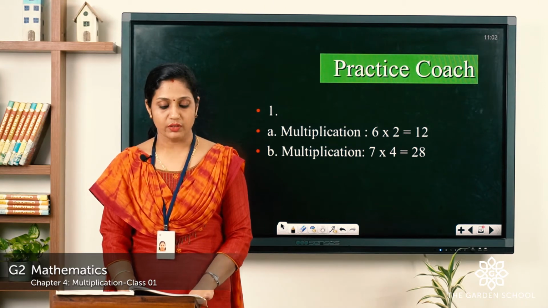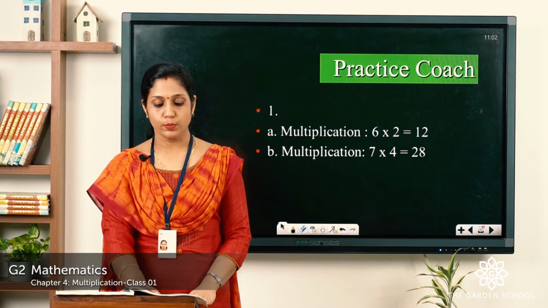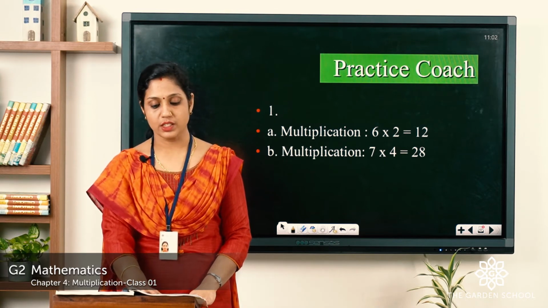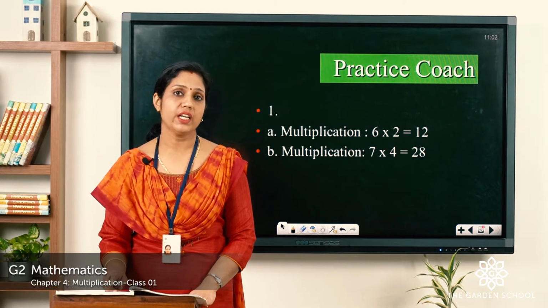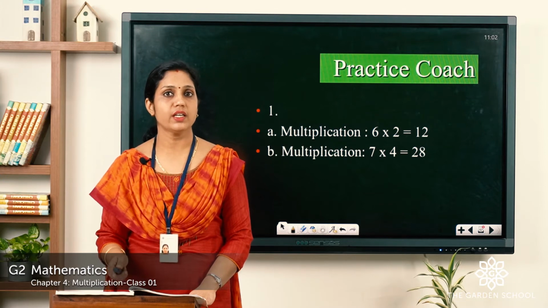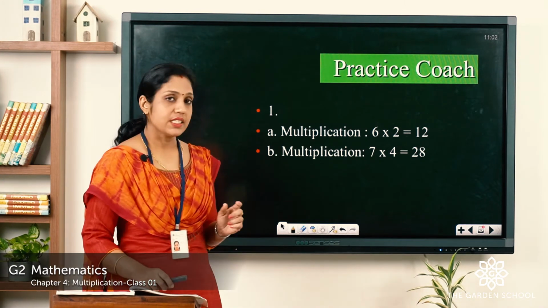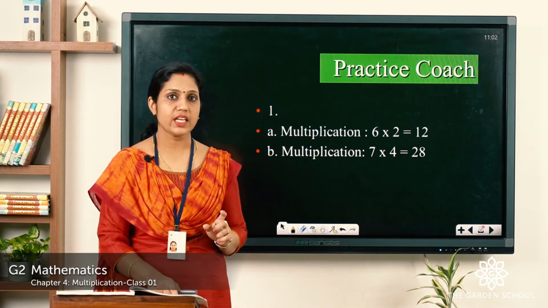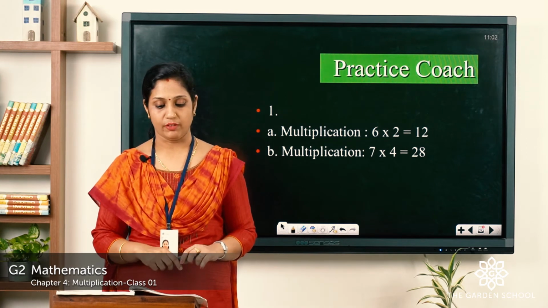So the first one, we have repeated addition. The question is 2 plus 2 plus 2 plus 2 plus 2 plus 2 is equal to 12. So find out how many times 2 has been repeated and which number has been repeated. The number 2. So the number 2 has been repeated 6 times. So write 6 into 2 is equal to 12.